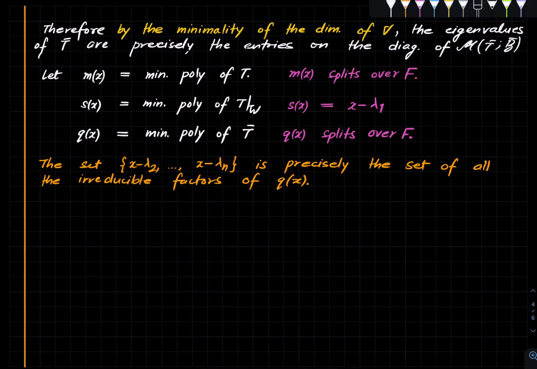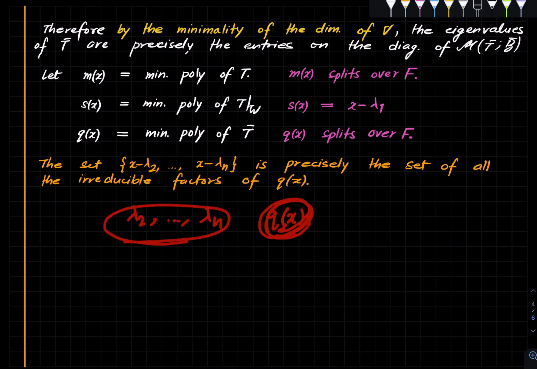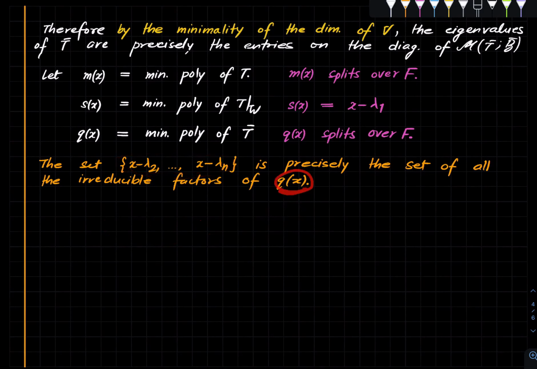I will say this in words. So first of all, we know that lambda 2 up to lambda n are eigenvalues of T bar, and hence each of these guys are roots of Qx, because roots of the minimal polynomial are precisely the eigenvalues. And since these are roots of Qx, each of these is a factor of Qx. So what we have seen just now is that this set is contained in the set of all the irreducible factors of Qx. That much is clear.